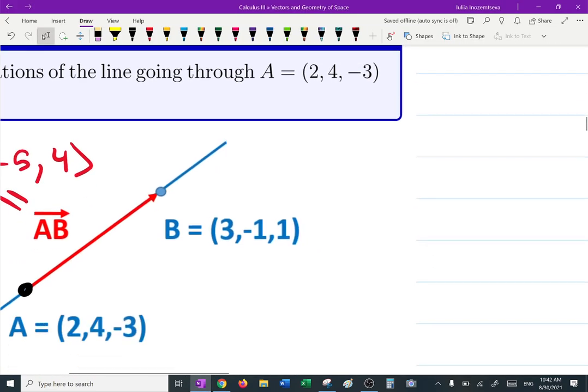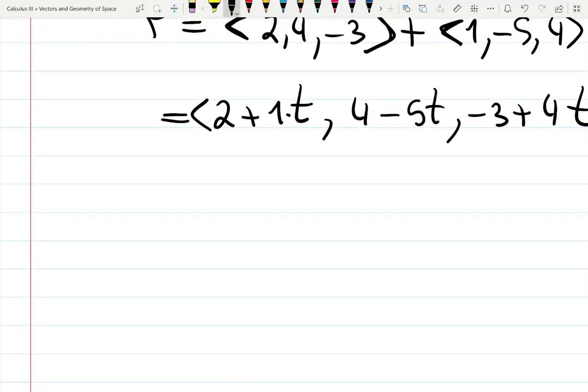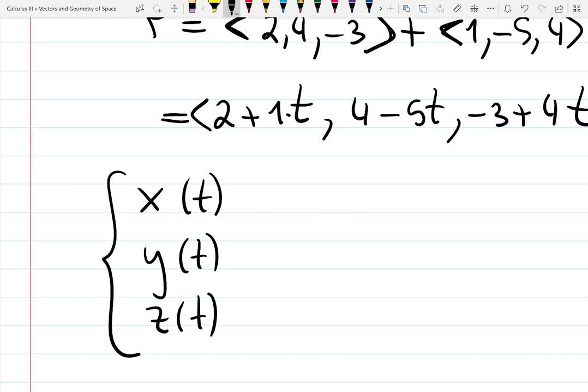And let me write down this last form, which we did with the very first one. The parametric equation: x of t, y of t, and z of t, a system.